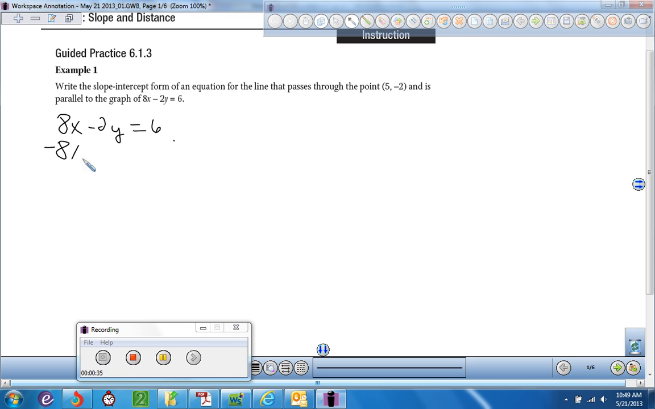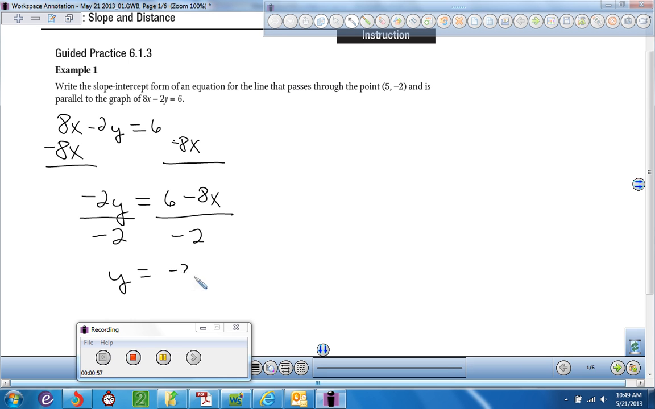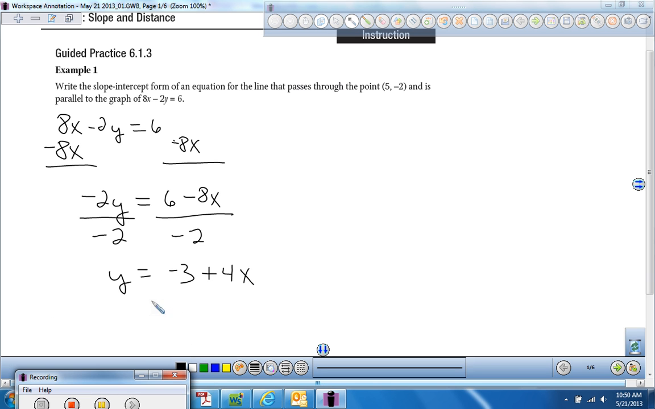I'm going to subtract 8x from both sides. Okay, so now I end up with negative 2y is equal to 6 minus 8x. Being careful to bring down the negative or the subtraction sign, however you want to look at it with this. We don't want to lose that. And then I'm going to divide both sides by negative 2. Now we're dividing everything by negative 2, so it would be y is equal to negative 3 plus 4x. Now, traditionally, slope-intercept form, we put the slope in front. So we'd have y is equal to 4x minus 3.